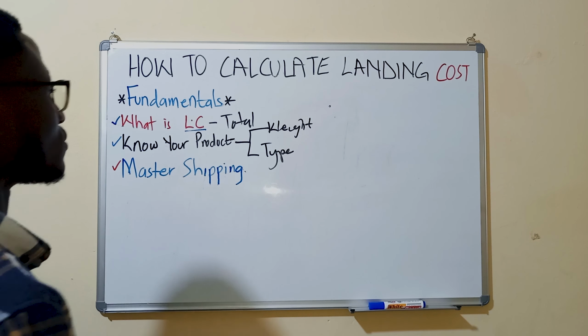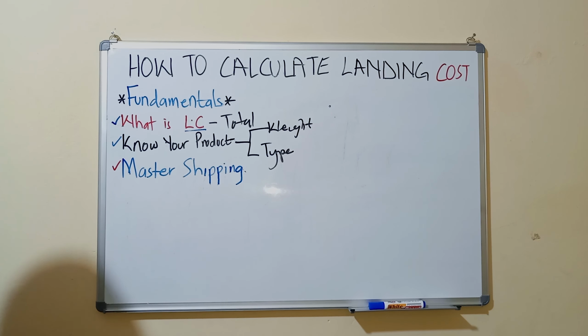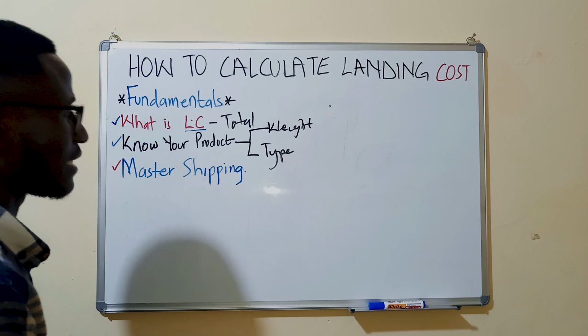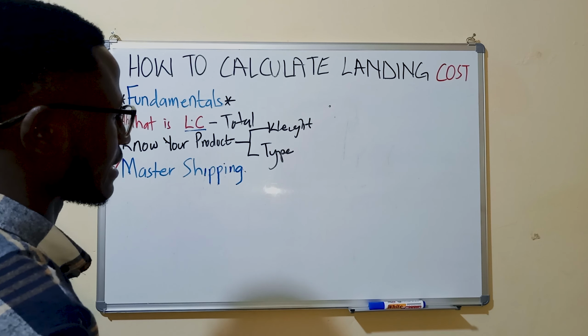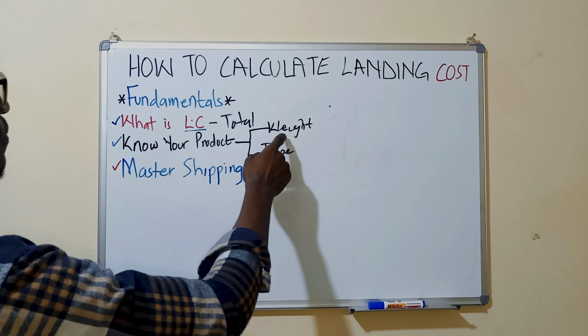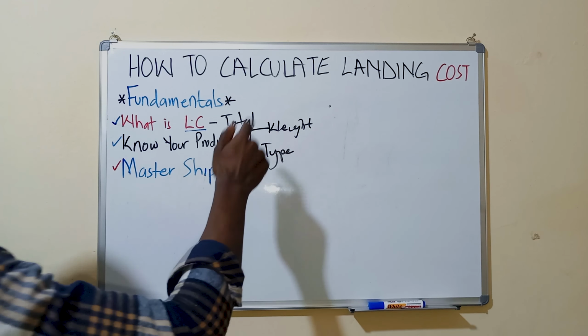Discuss with your shipping agent to know if he can actually import your product or ship your product. If he tells you he can't, don't force it because it will be confiscated. Okay? So the type of the product is very important. But here, you need to go the extra mile to find out how much it weighs.